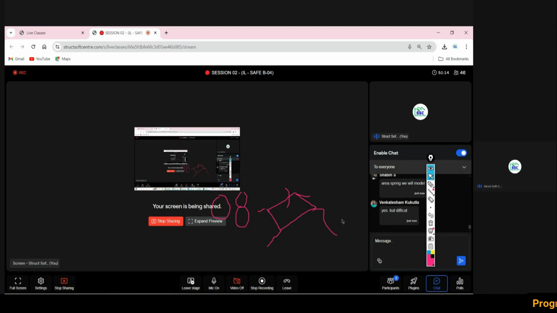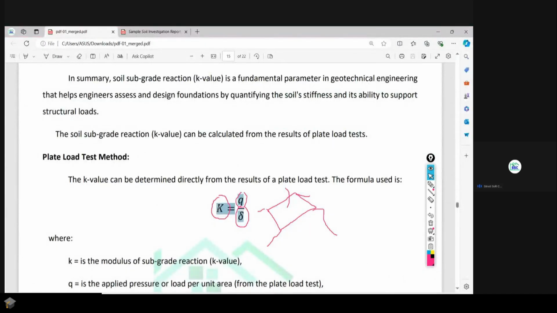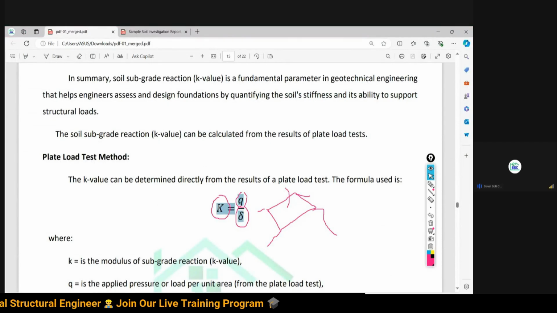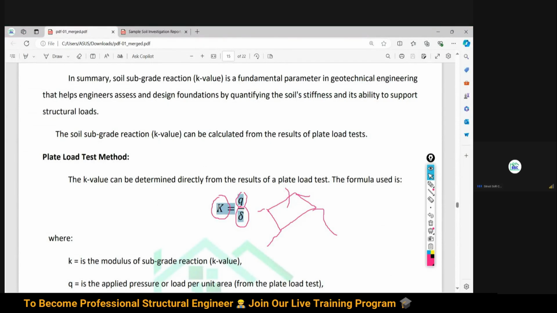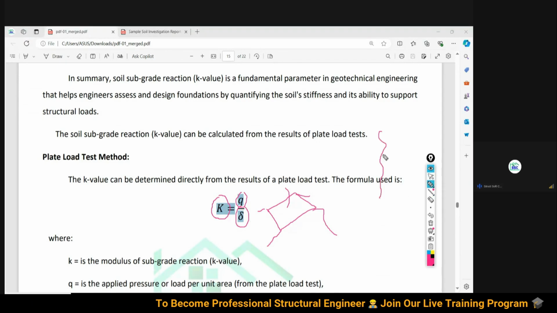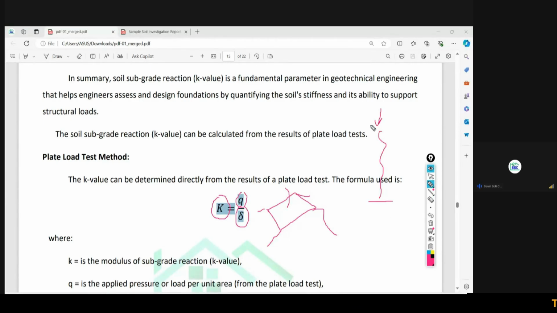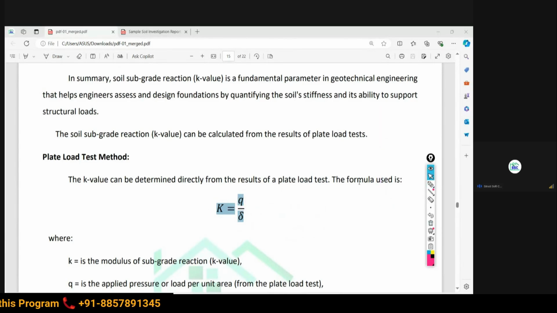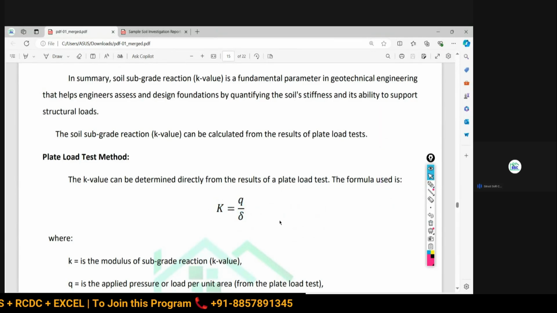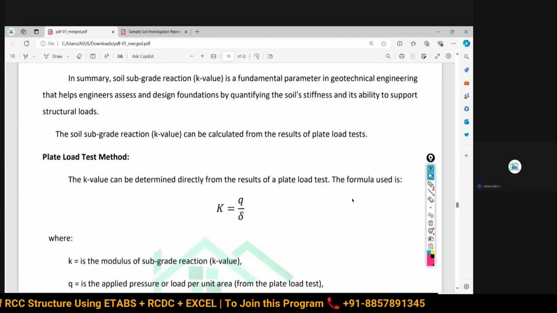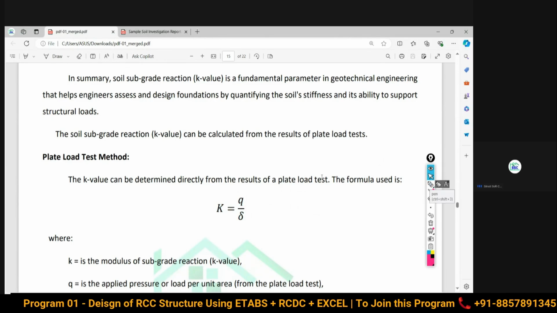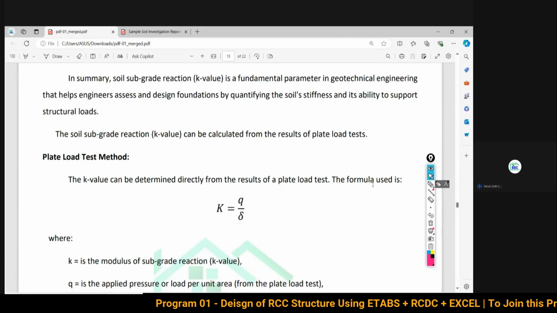So that's why we are going to relate it with the spring concept. We are going to implement the spring concept, and what is that spring concept? If you apply a load, your spring is going to get deformed. When you remove the load, the spring attains its actual shape, right? So instead of modeling your soil, we are going to idealize it in the form of a spring, and your K you can also call the spring constant, right?